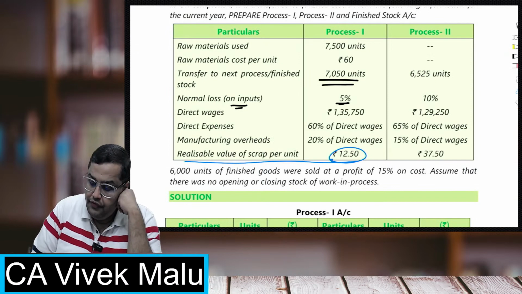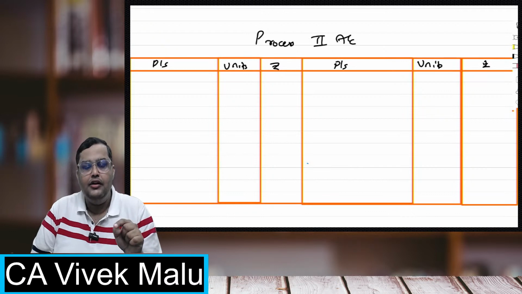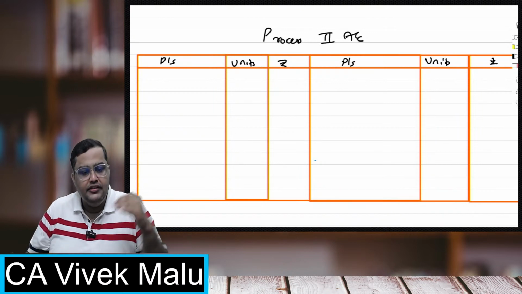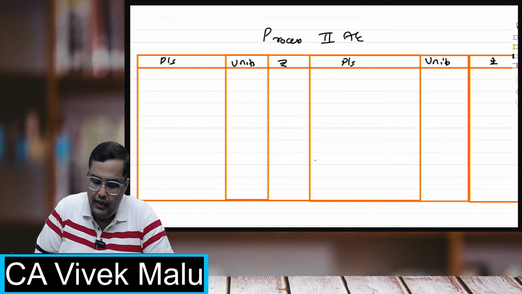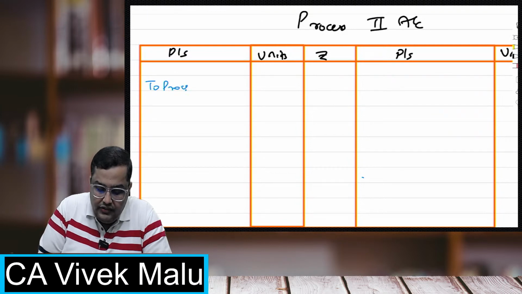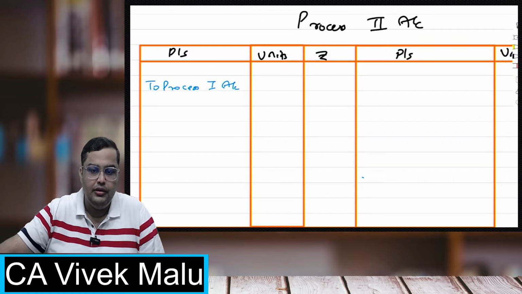So what will come in the debit now? First of all, the process 2 account will always start from the input from process 1. Process 2 never starts automatically. It will always start after receiving the input from process 1. So by rule, it is mandatory to write 'To process 1' in the beginning. This is compulsory, there is no option to this, because process 2 never begins before receiving the input from process number 1.